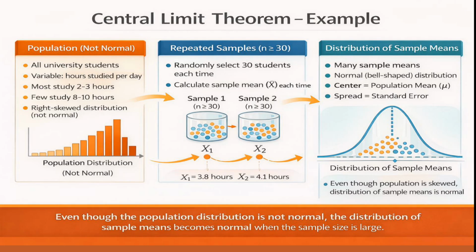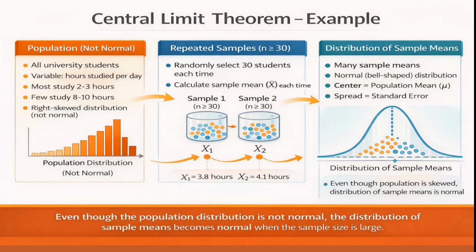Let's start with the left side of the slide, which shows the population. Here, the population is all university students. The variable we are studying is hours studied per day. Now notice something important. Most students study 2 to 3 hours per day. Only a few students study 8 to 10 hours per day. Because of this, the population distribution is right-skewed. That means the data is not symmetric. It is not normally distributed.